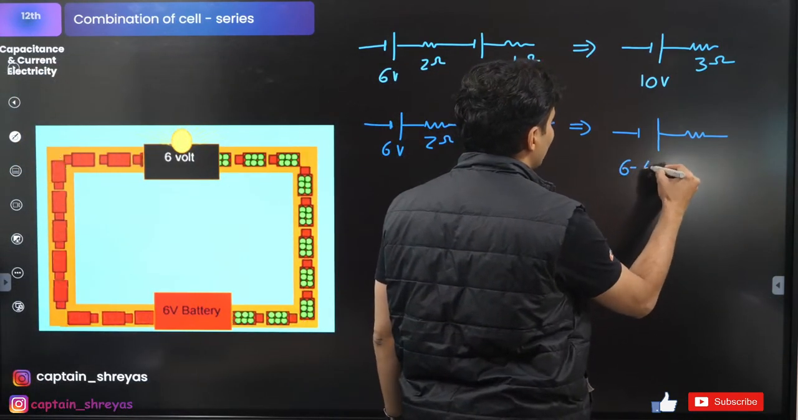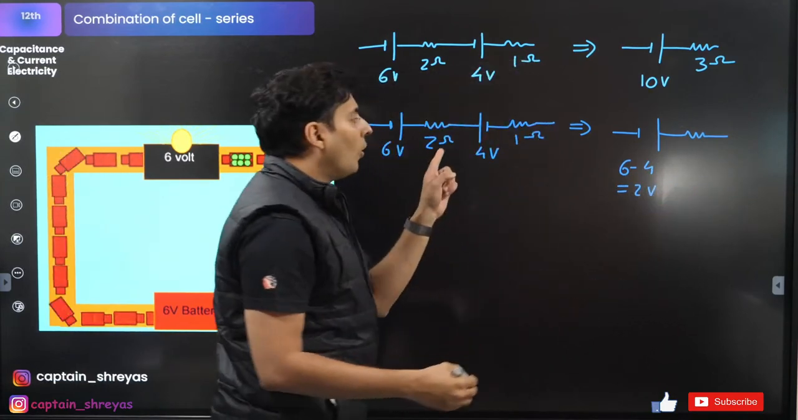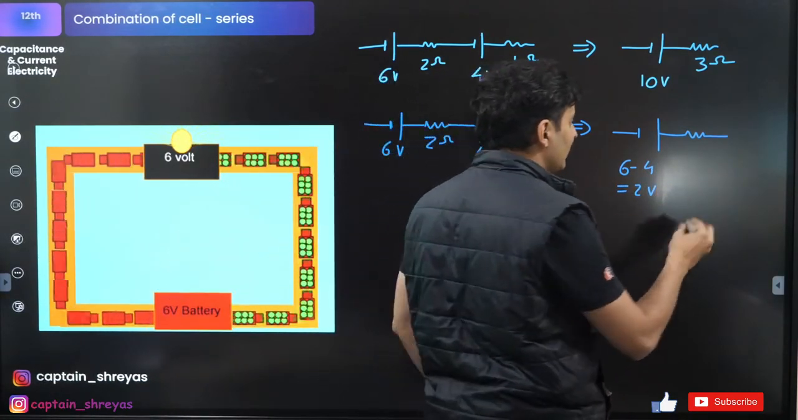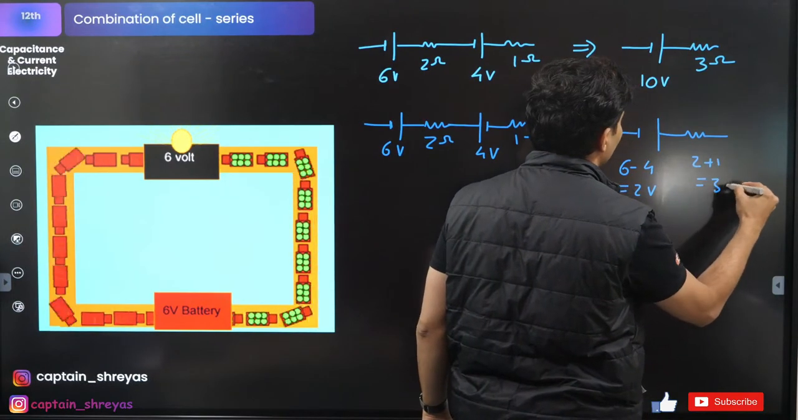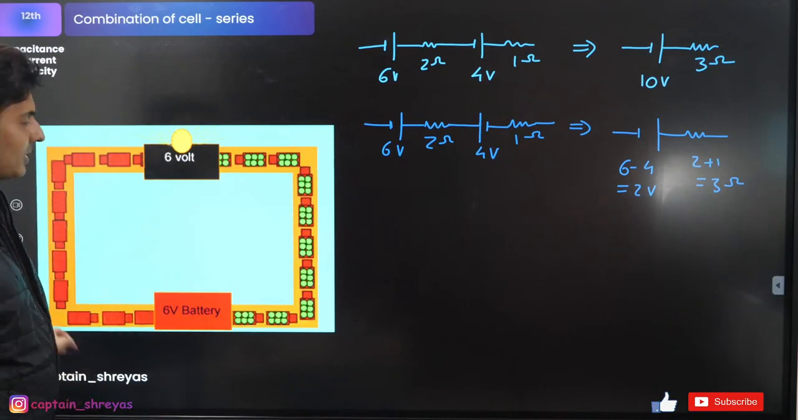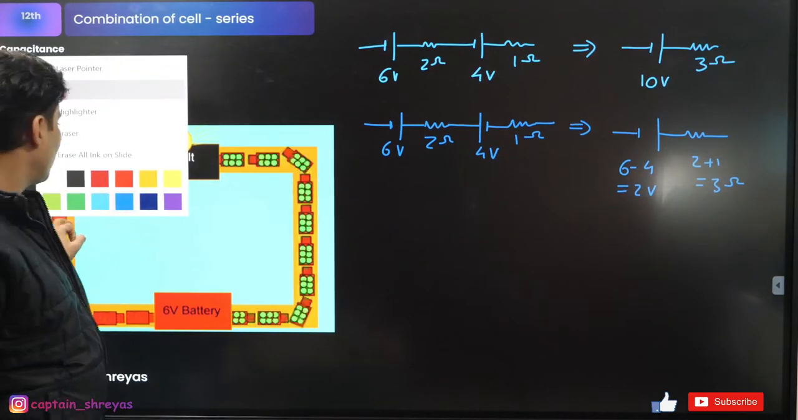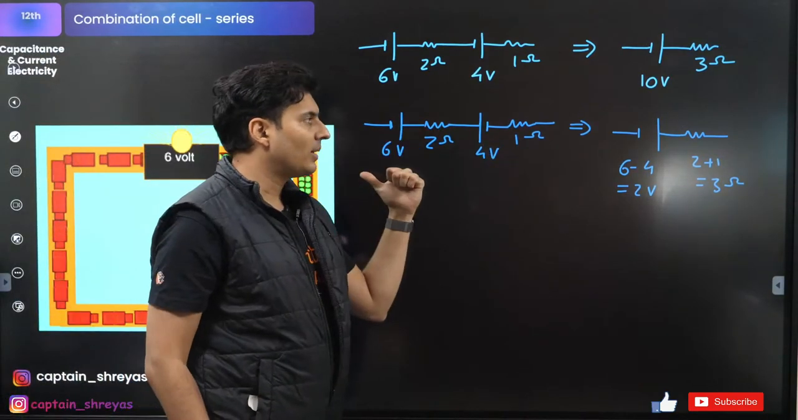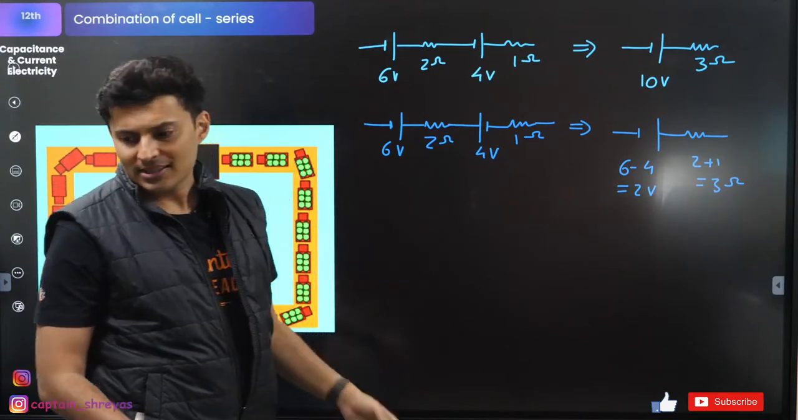Okay. So yes, 6 and 4 are opposite. So it will be 6 minus 4, which is basically 2 volts. Ohms will get added. Resistances don't get subtracted. It is always 2 plus 1, which is basically 3 ohms. Is that okay? Very nice. 2 volts and 3 ohms. Perfect. It is not minus 10. Be careful. 6 is this way, 4 is that way. So totally 2 volts that way. 6 minus 4.